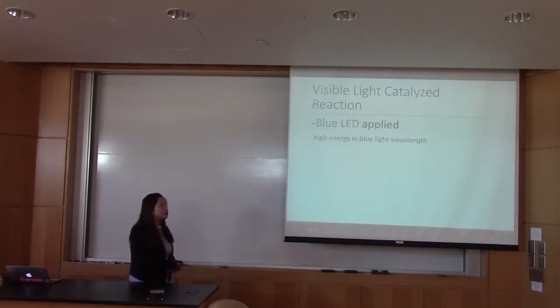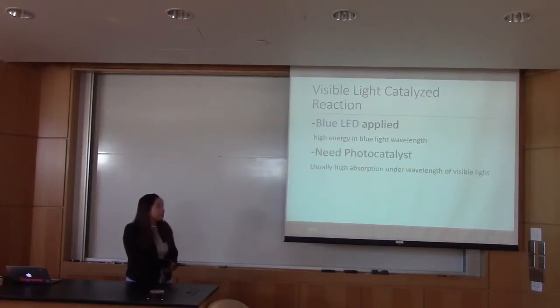First, they always use blue light, because among the different colors of light, blue light has very high energy. And also they need the photocatalyst. They need the photocatalyst to help the organic molecules which cannot absorb the visible light directly get the energy from the visible light. And usually it has very high absorption at the wavelength of visible light.